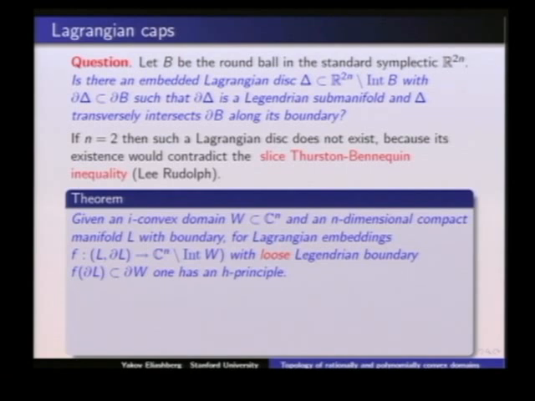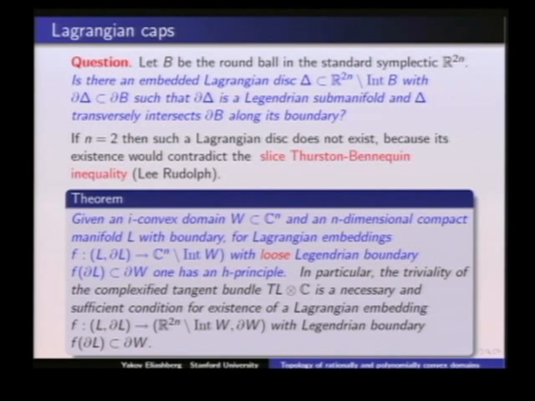So in particular, it implies that the triviality of the complexified tangent bundle of this manifold is a necessary and sufficient condition for the possibility to attach this embedded Lagrangian to this boundary. For instance, for a disk it's always true, so disks exist in abundance. But so far, I haven't seen a single example. It's a challenge to anybody to construct any Lagrangian disk in any dimension. I mean, the theorems say that they exist, plenty of them, but I don't know any simple example, nor non-simple either.